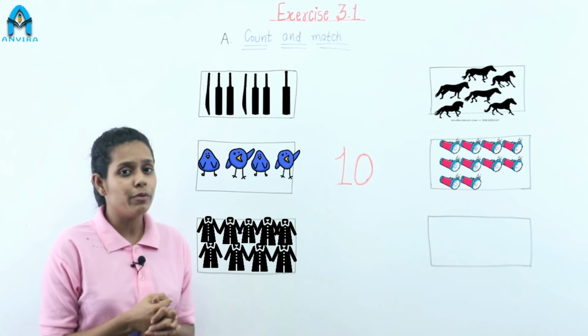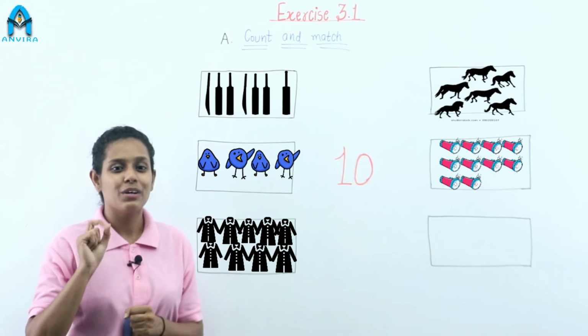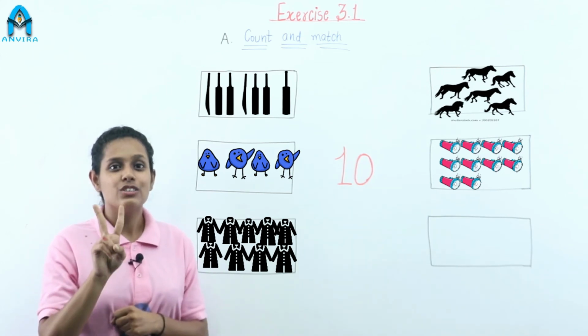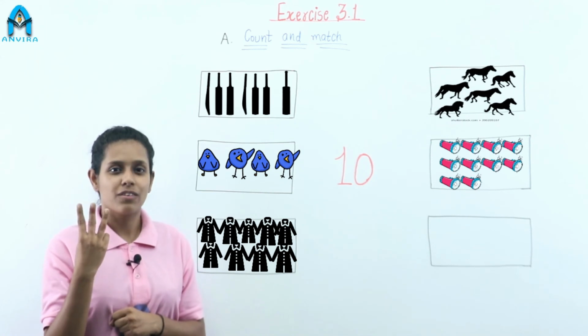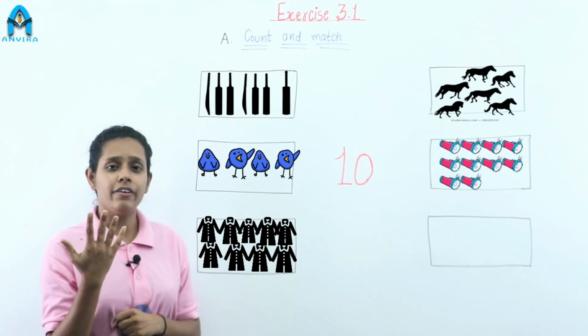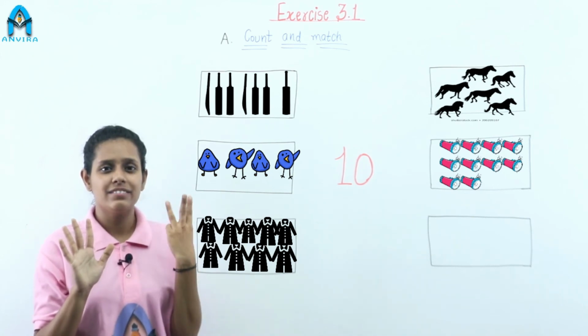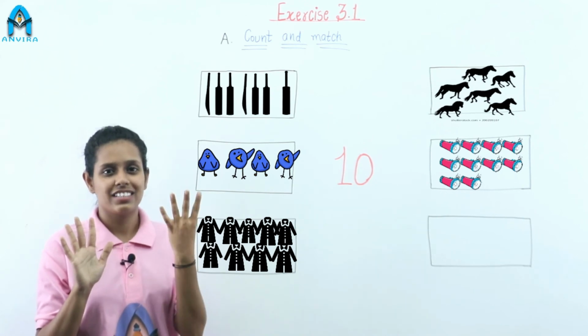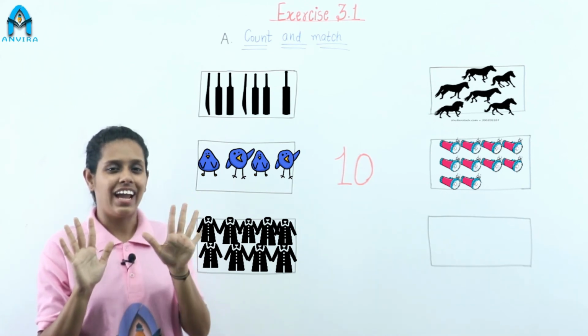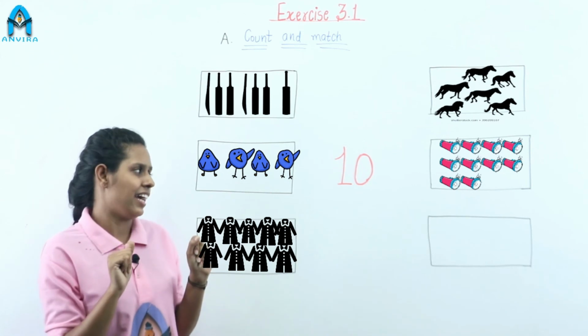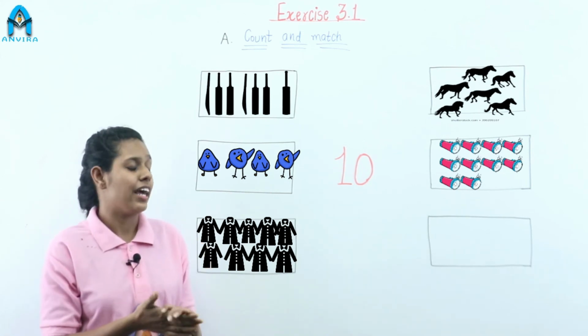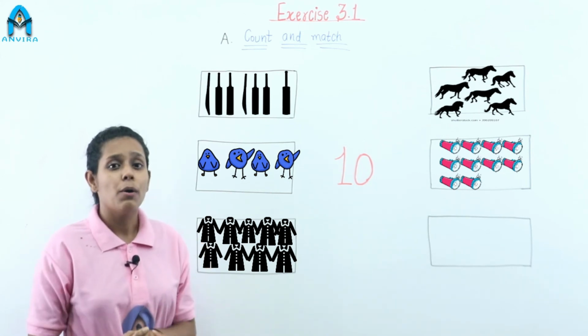Torch. How many torch? Let's count. 1, 2, 3, 4, 5, 6, 7, 8, 9 and 10. 10 torch. Now look at the next picture.